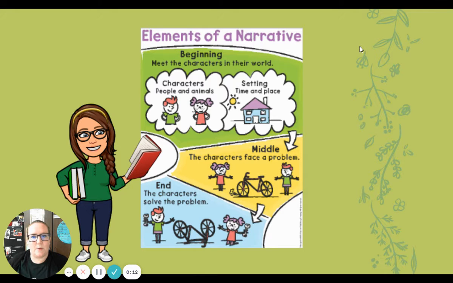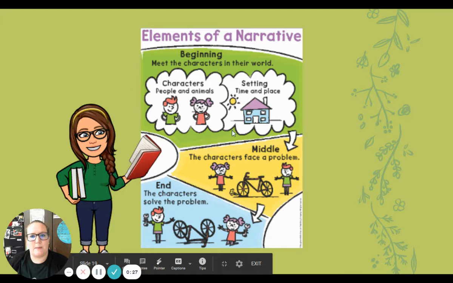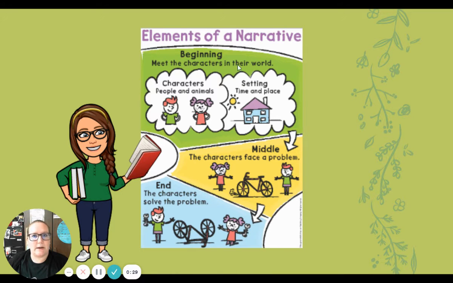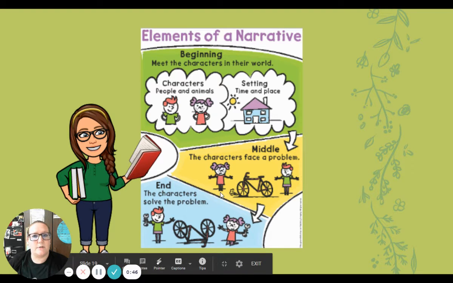All right, friends, so we have been talking about our elements of a narrative the past 2 weeks now. Remember, when we are reading or writing a narrative, we need to be on the lookout for the beginning, middle, and end. Remember, in the beginning, that's when we meet the characters in their world. So we have the characters who are the people or animals the story is about, and the setting, the time and place the story is happening. The middle, that's where the characters face a problem, and the end, where the characters solve the problem.